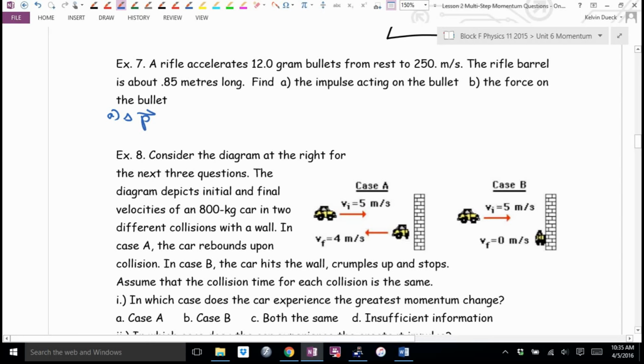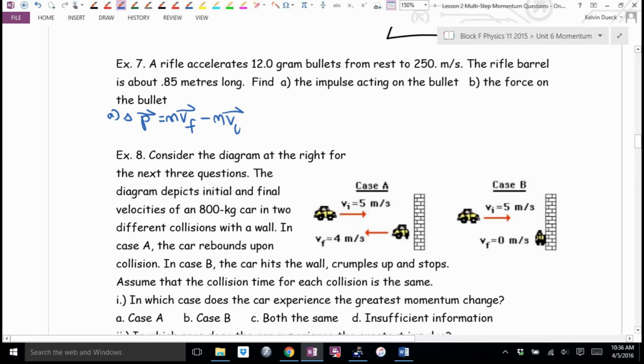There's 2 ways to find that, my friend. Using velocities or using forces. Look at what they gave me in this question. Did they give me a final and initial velocity, or did they give me a force and a time? Okay, so I'm going to write mv final minus mv initial.